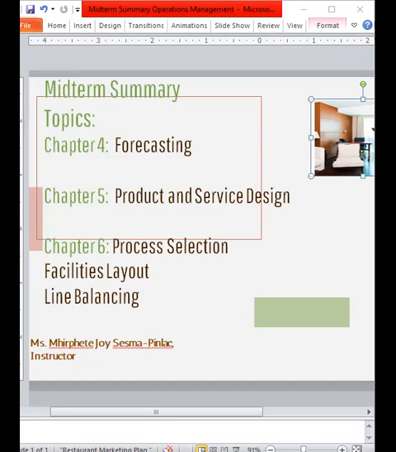Cycle is another time series forecast that centers on wave-like variations of more than a year.